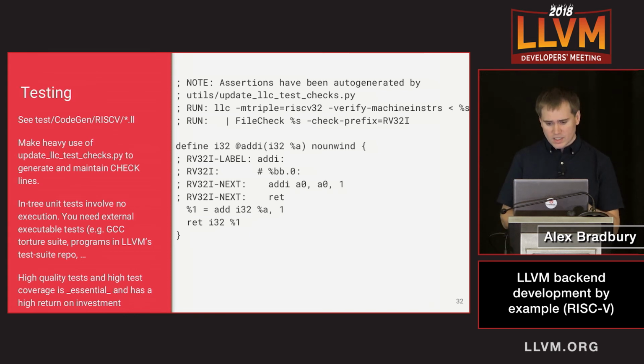I'd say it's worth highlighting that all of the in-tree unit tests involve no native execution at all. They're simply checking that the output is what you expect. So you'll clearly want to augment them with tests from external test suites, maybe the GCC Torture suite or a commercial test suite or target applications.